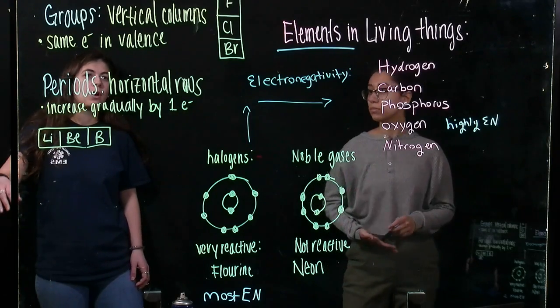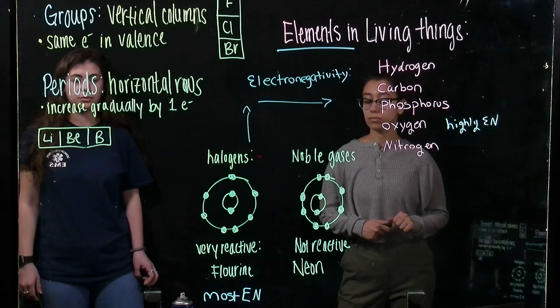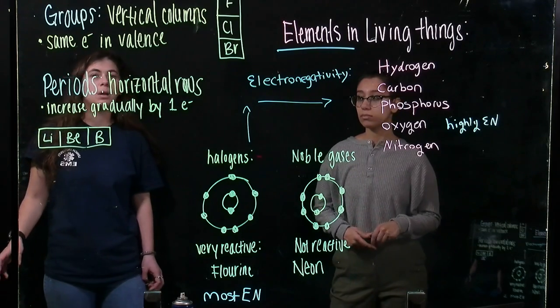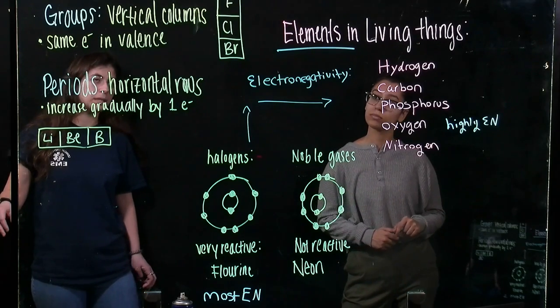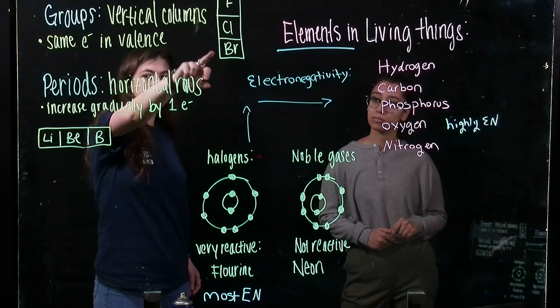So groups are going down, so they're the vertical columns of the periodic table. All elements in the same group or family have the same number of electrons in their valence shell. Some examples of elements in a group would be fluorine, chlorine, and bromine.